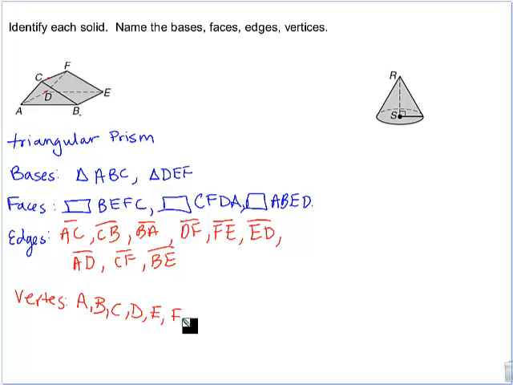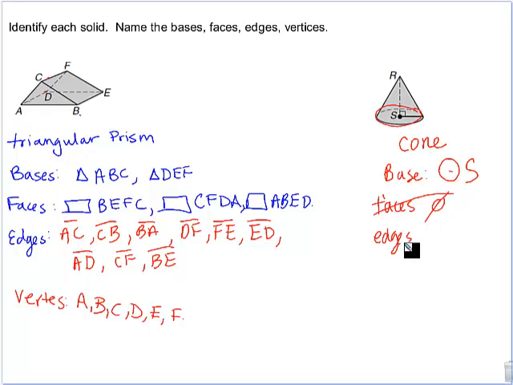Last one here, name it. Well, this is definitely a cone. Its base is that circle, so we would say it's circle S. Faces, there are no faces, so we wouldn't even have to list them. Edges, there aren't really any edges either, so we don't have to list those.